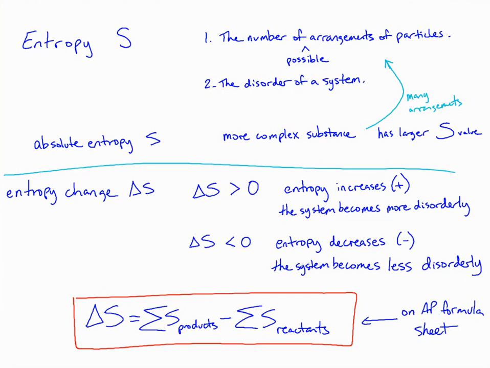So absolute entropy is a number, and you'll find it in data tables. Whenever you have a substance, it's automatic: this substance in this state has a specific number for entropy. In general, a more complex substance will have a larger value for S. A more complex substance just means that it has more possible arrangements.